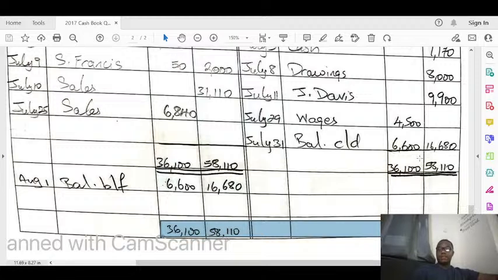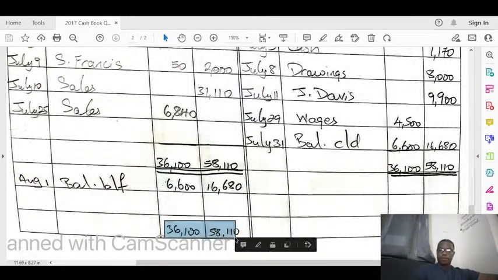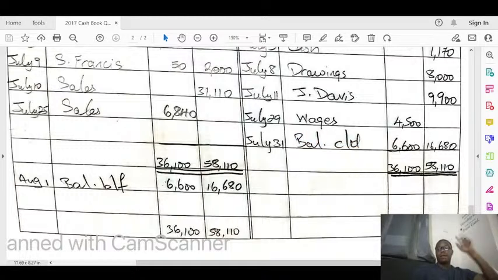Then the second step is to subtract the smaller side from the larger side. So you're going to subtract these two from these two. What you're going to get next is called the balance carried down. Now the balance carried down must always be entered on the side that has the smallest amount. So I don't want you to think that the balance carried down is always on the credit side. No. The balance carried down will always be on the side that has the smallest amount.